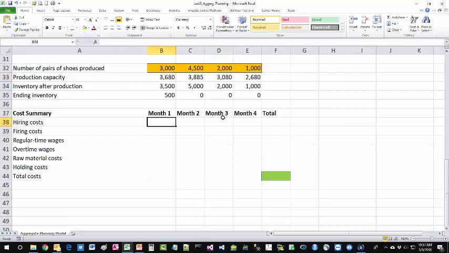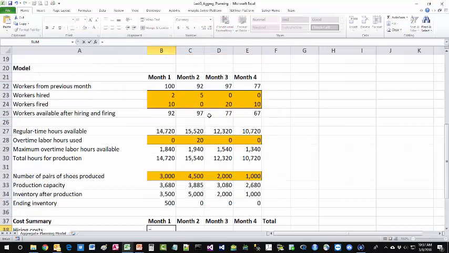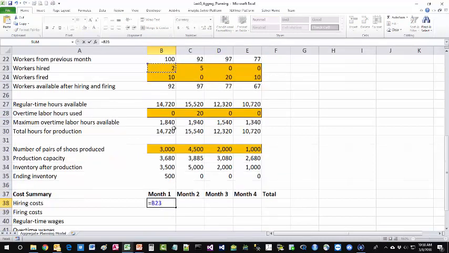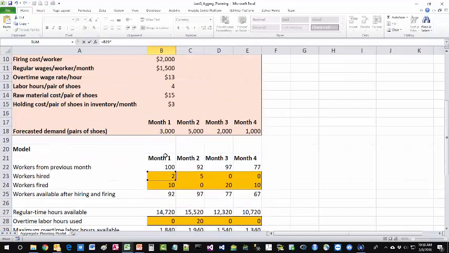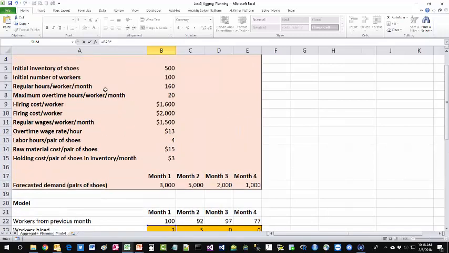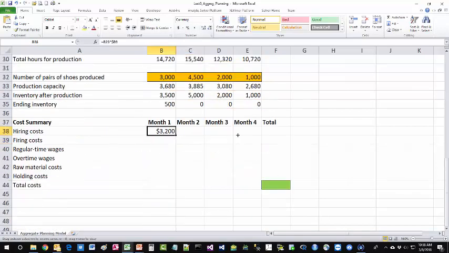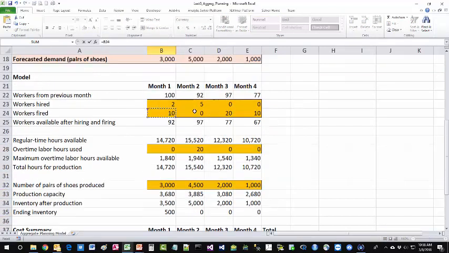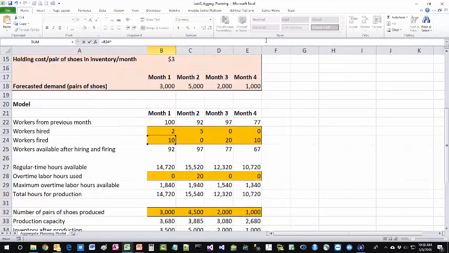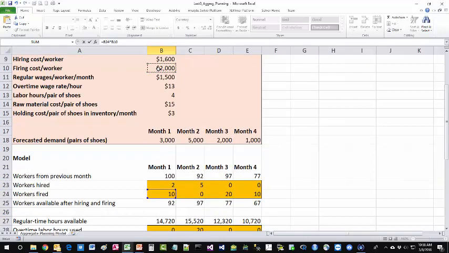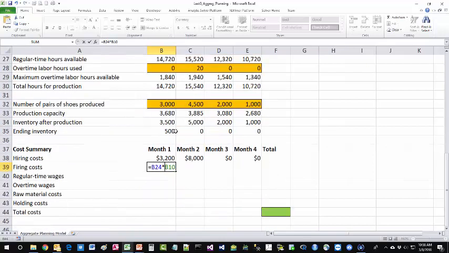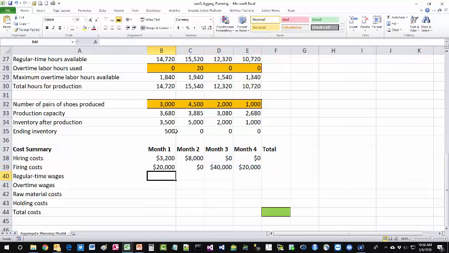So the hiring costs are the number of workers that are hired in any given month times the cost of hiring a single worker, which is given to be $1,600 per worker. So copy that to the right. The firing cost works the same way, number of workers fired times the firing cost per worker, 2,000, right? Again, fixed up and copied to the right.